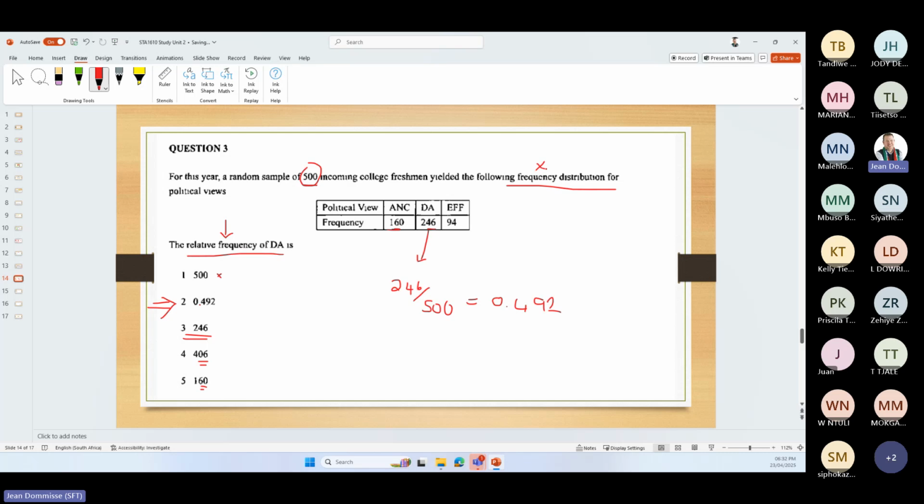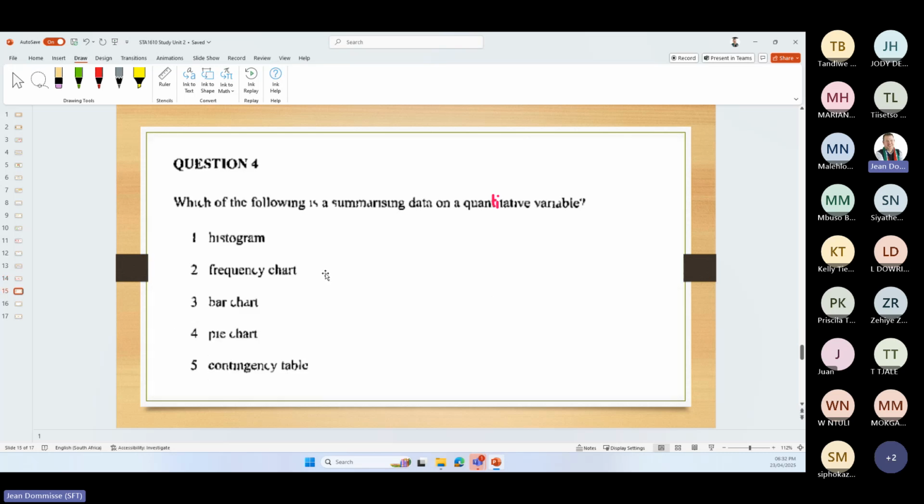But here, the focus was on you getting a frequency distribution, and then we're asking relative frequency, which is that one. If I asked just frequency, it would have been option 3. So again, be very careful in how they use the definition to get to the answer.